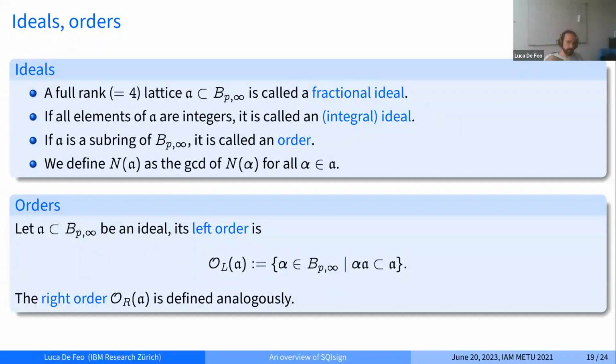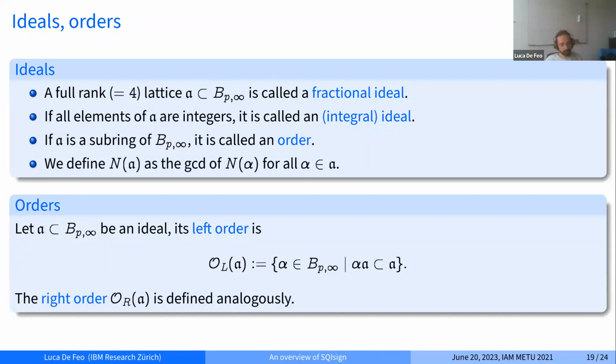And whenever all the elements of a fractional ideal are algebraic integers, then we say that this is an integral ideal, or we just don't say integral, we just say ideal. I will keep saying ideal from now on, and I will mean integral ideal. Another special case is the case where these integral ideals are also subrings of the quaternion algebra. In this case, we call them orders. Okay, so this is just some naming conventions.